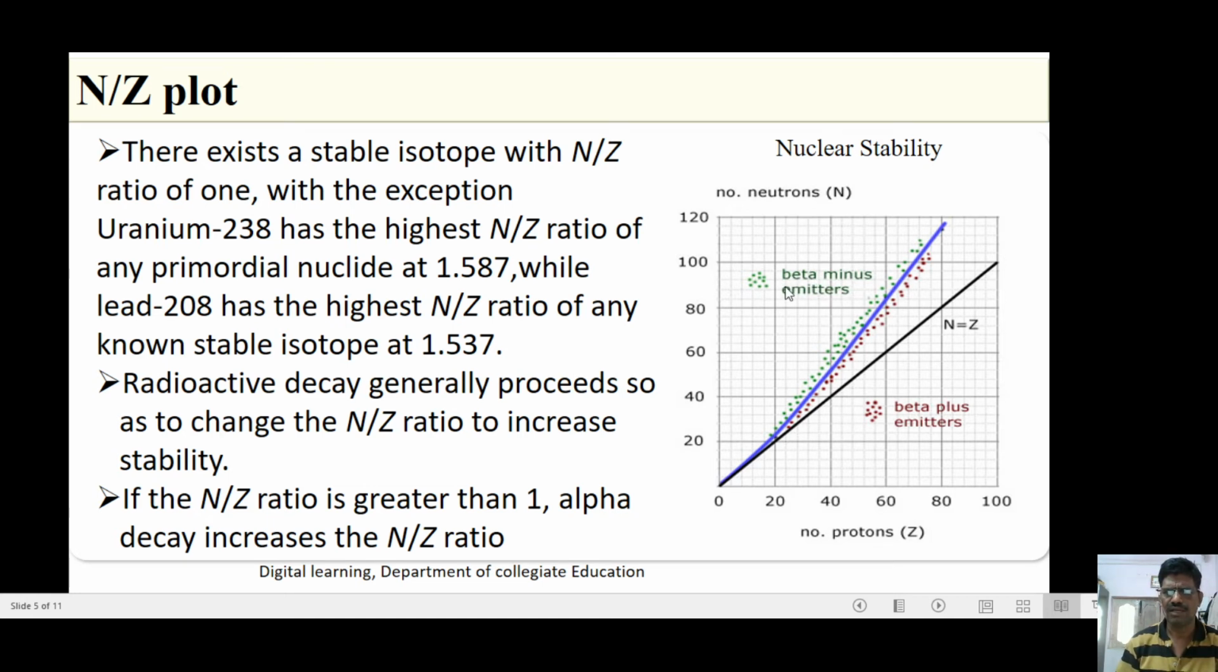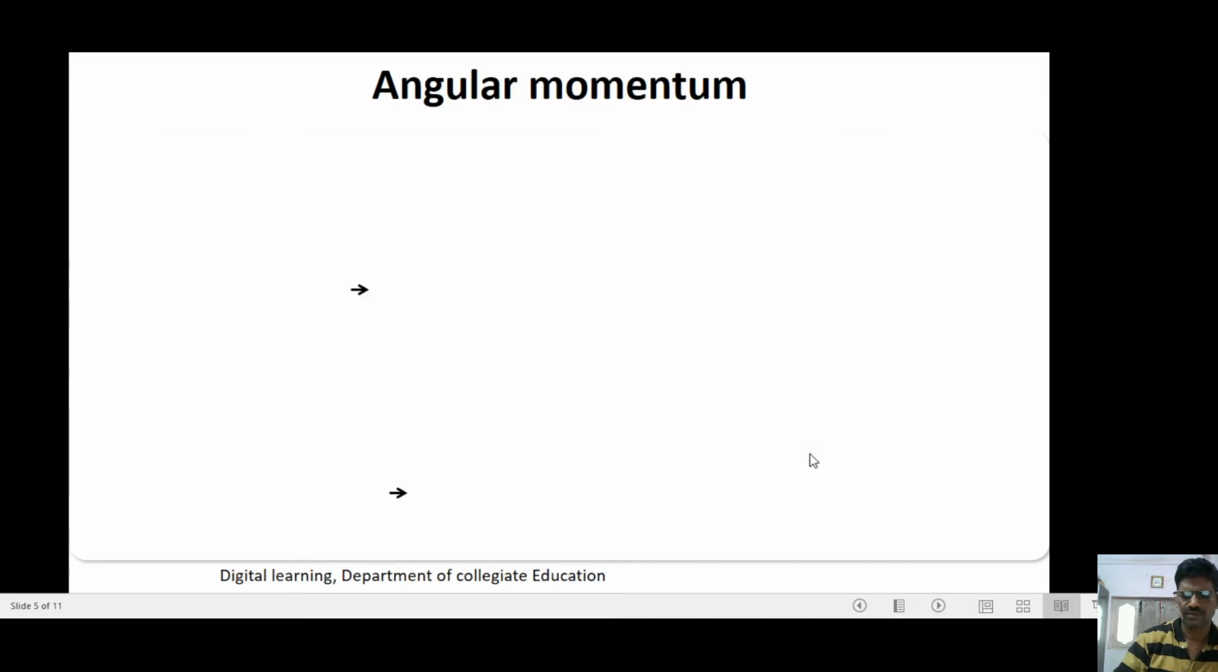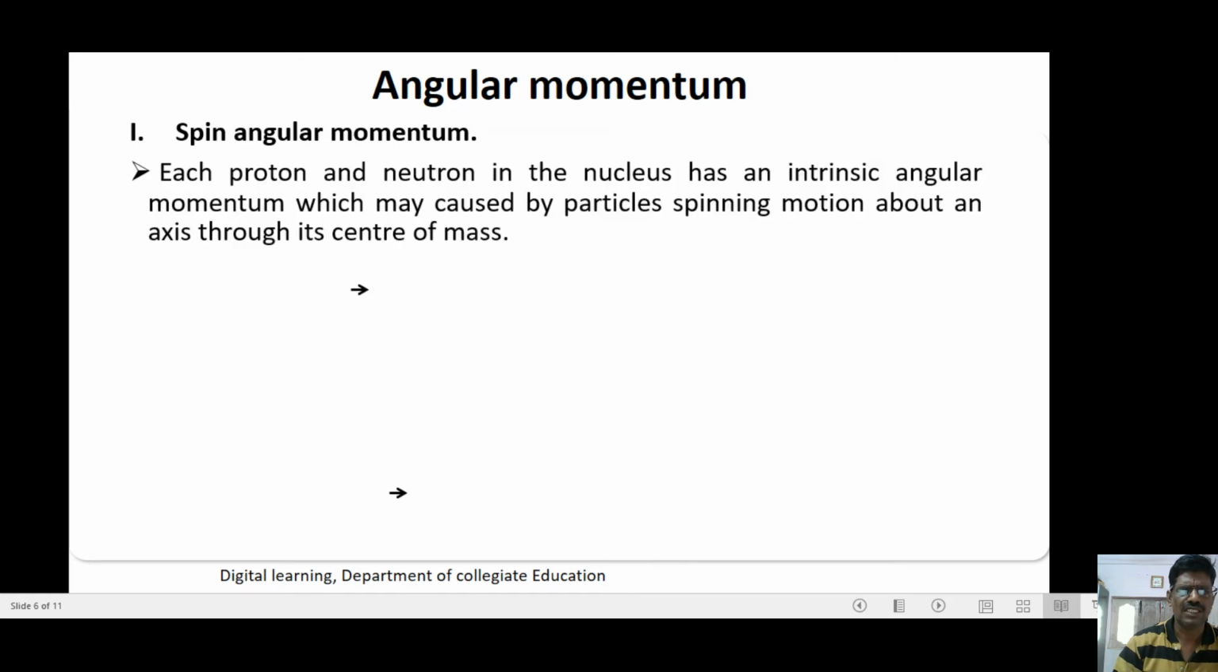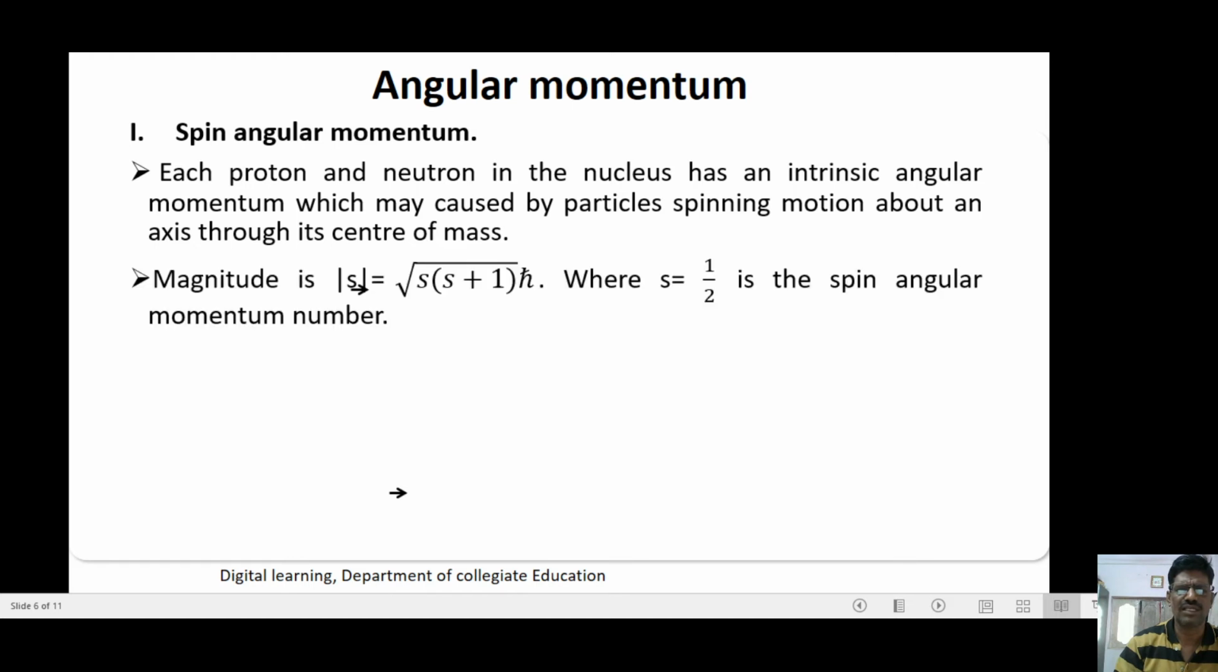So here the number of neutrons is taken along the y-axis and the number of protons is taken along the x-axis. The curve or the graph looks like this. Angular momentum, spin angular momentum. Each proton and neutron in the nucleus has an intrinsic angular momentum which may be caused by particle spinning motion about an axis through its center of mass.